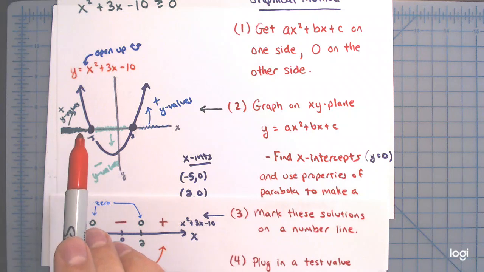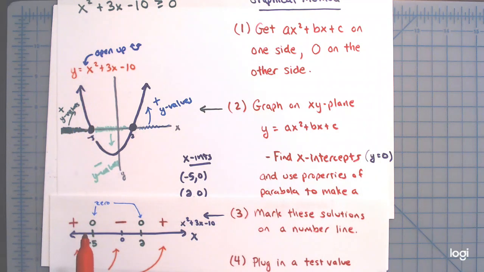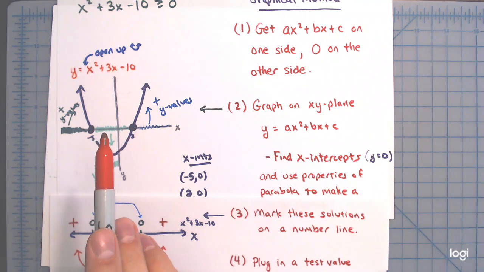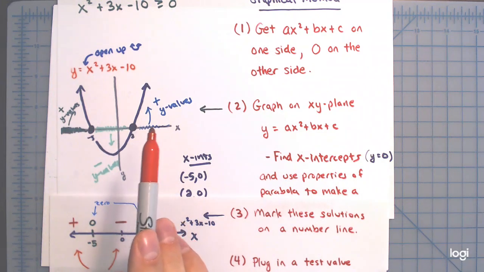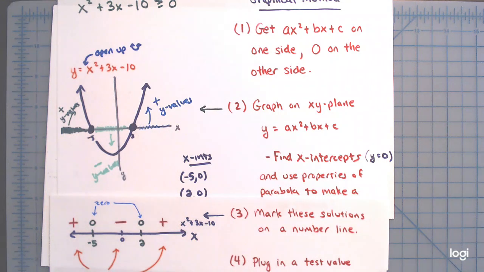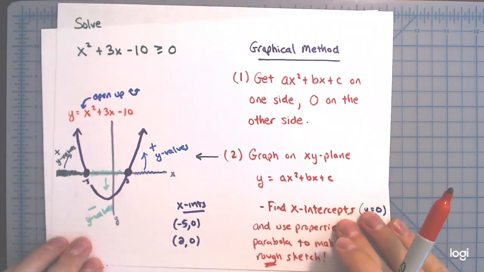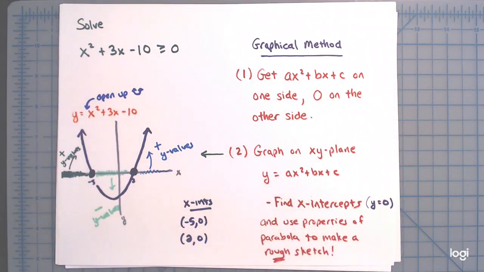The numbers left of negative 5 on the x-axis give me positive y values. That's basically what this is saying. All the x values between negative 5 and 2 give me negative outputs, negative y values. That's what this number line is saying. And all the numbers to the right of 2 give me a positive y value, positive output. So really what I did in that algebraic method, using a number line, is pretty much exactly the same thing I just did here, only this is a bigger picture.